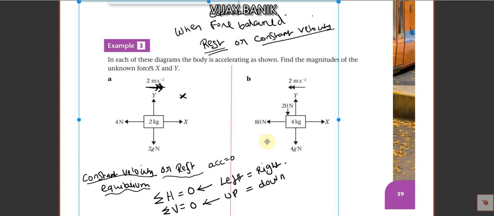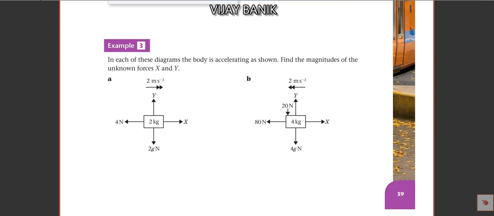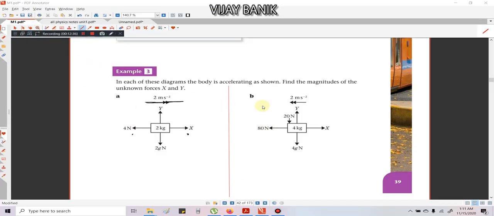So what will be the formula? The rule says that whichever direction your acceleration is in, all the forces in that direction are going to be positive. And whichever forces are in the opposite direction of your acceleration, we are going to take as negative. So if I want to make an equation for this particular concept, this is what we do.